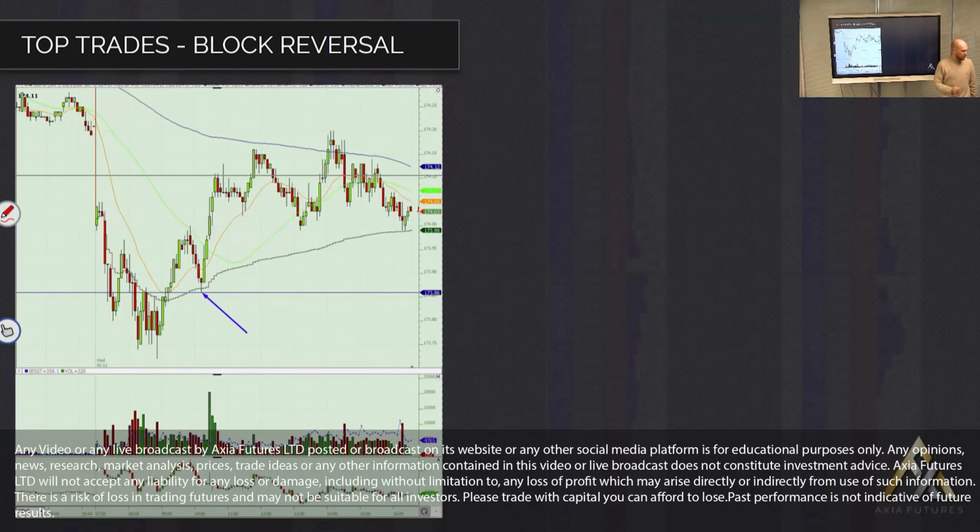We're going to have a quick look at the block reversal trade and the slower, steadier part of a block reversal trade. So I've talked about these types of trades before. We saw this today in the Bund. This was the open, this is on a 5-minute chart.